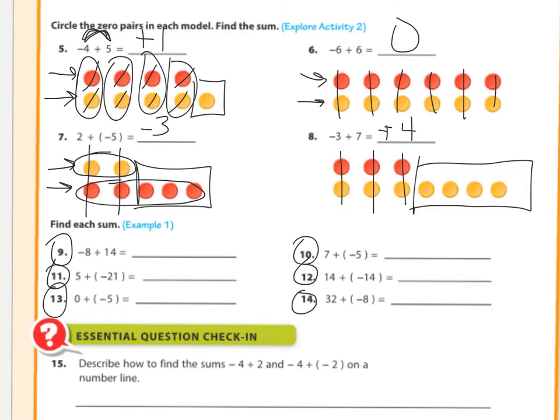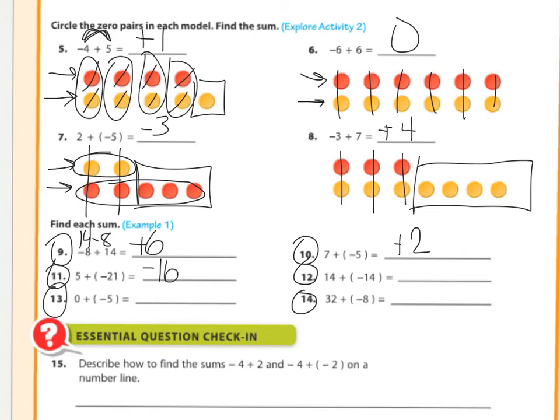All right, negative 8 plus 14. What do you have more of? You have more positives. How many more positives do you have? 14 minus 8 is what? 6. Okay, number 10. Do you have more positives or more negatives? You have more positives. And then how many more do you have? 7 minus 5 is 2. Number 11. You have 5 positives and 21 negatives. What do you have more of? You have more negatives, so your answer is negative. How many more negatives do you have? 21 minus 5 is 16.